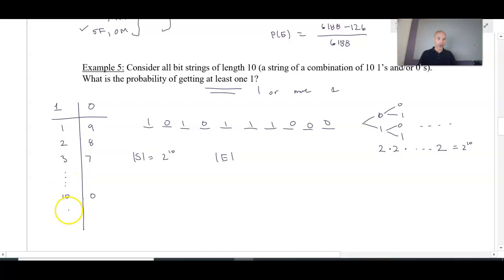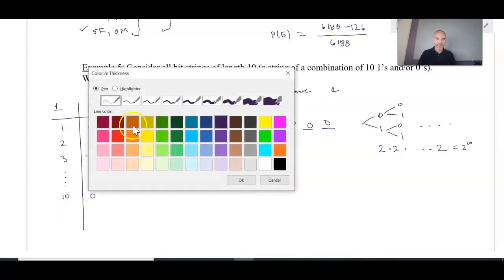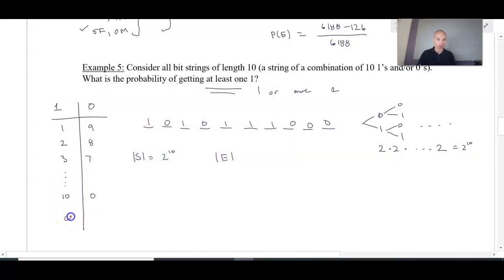Or I could consider the only case that I don't want. The only case that I don't want is where I end up with no 1s and all 10 zeros. Okay, how many different ways are there for me to not get what I want? Well, there's only one sequence that consists of all 10 zeros, and that's the sequence 0, 0, 0, 0, 0, 0, 0, 0, 0, 0. So there's only one way to not get at least 1, 1.